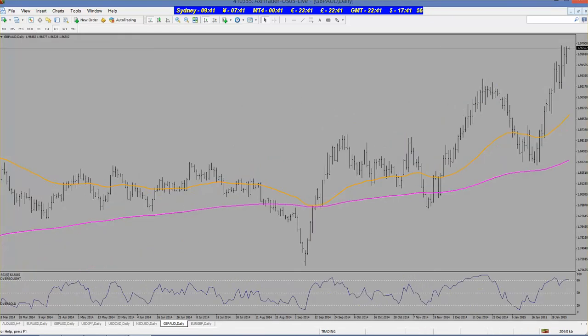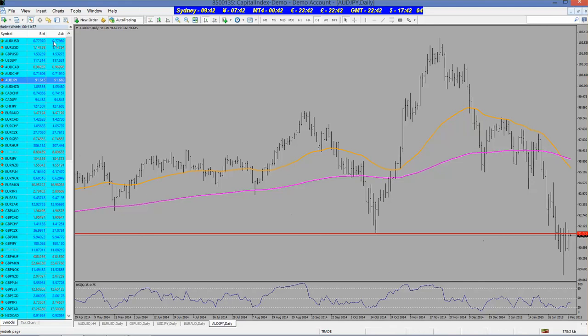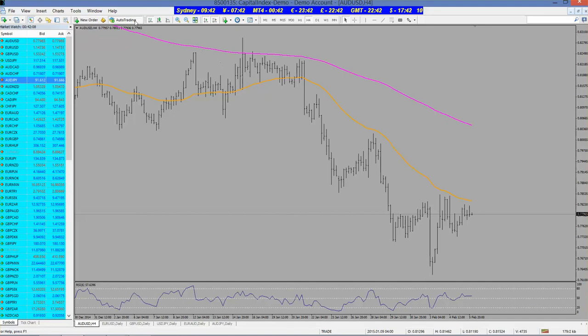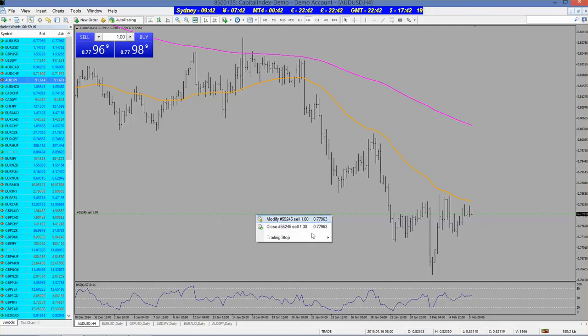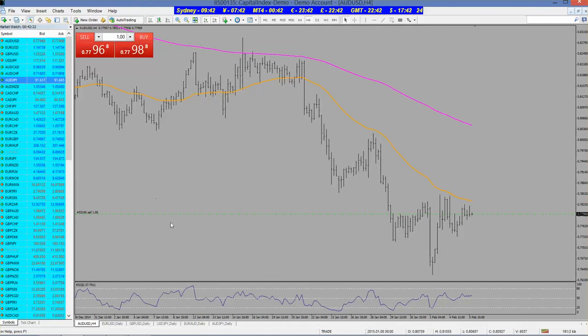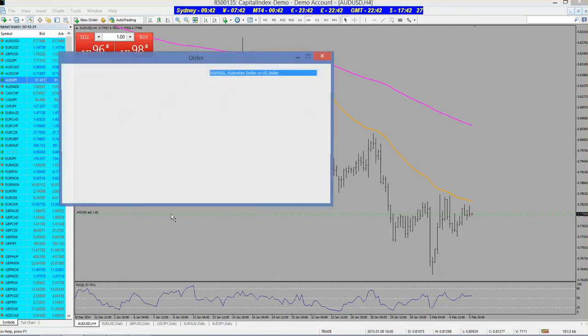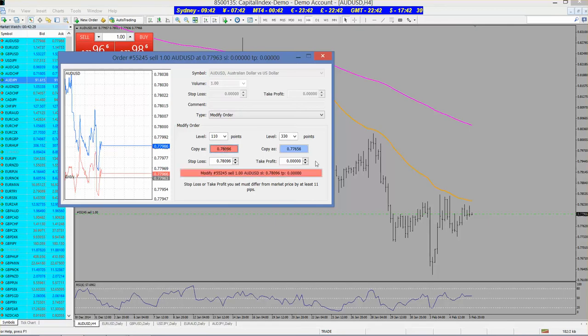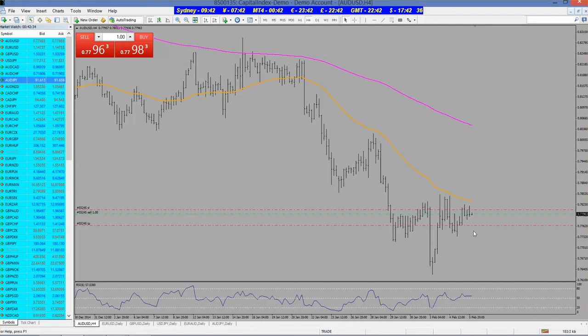How do you set a trailing stop in MetaTrader? You have to do it manually. If you create a trade, this is a demo account, so I don't care. Aussie dollar. If we come in and we sell it, trailing stop, I don't like that. But if you double click on that line, you get the order. So we put a stop in, put a target in, and now we have the trade on.